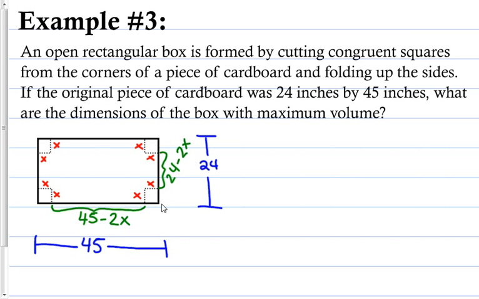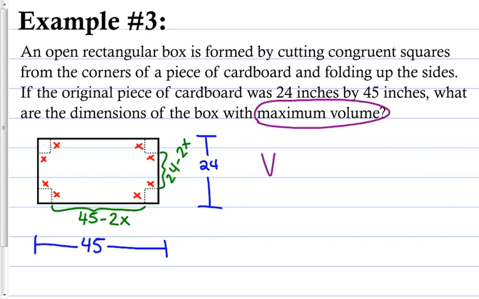So those will be my dimensions for my box. You can call it length and width if you want. The length and the width will be 45 minus 2x and 24 minus 2x. The height, when I fold these corners up, will be the x, that little square that I cut out. So the only thing I have here is enough information to write out a formula for volume. I'm going to maximize the volume. I don't have any other pieces of information.